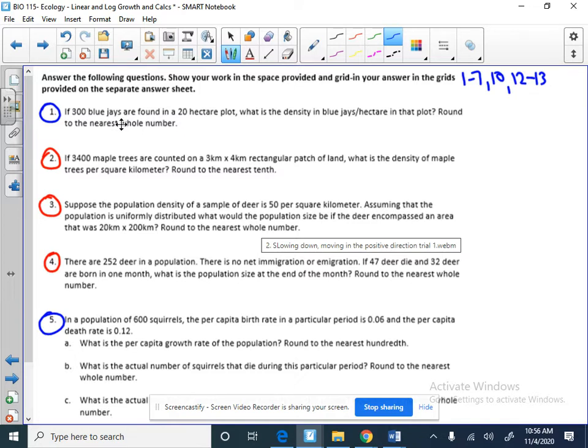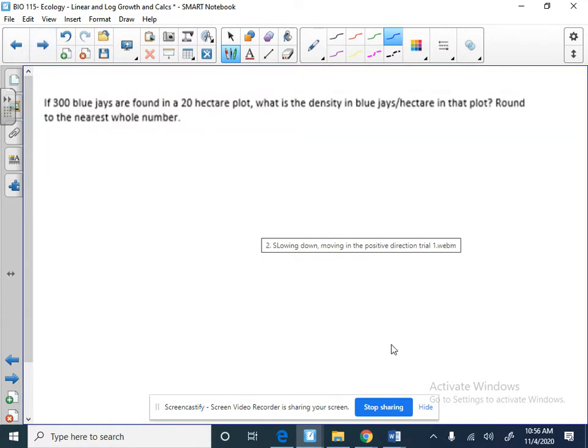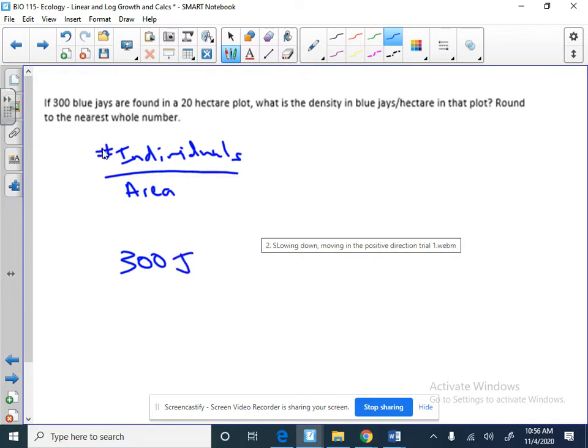So let's go ahead and start. If there are 300 blue jays in a 20-hectare plot, what is the density? Well, you might remember that density is the number of individuals per area. Okay, so all we're going to need to do, since we can do this in a number of blue jays per hectare, we have 300 blue jays in 20 hectares.